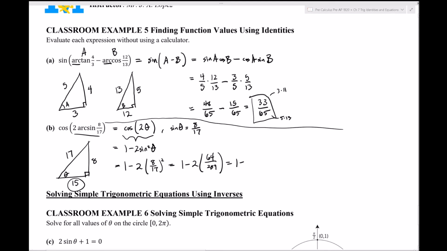1 minus, well, 2 times 64 is 128. And then over 289. Then I got to subtract. So 1 is the same thing as 289 over 289 minus 128 over 289. Do I have to carry over anything at all? Let's see. 161 over 289. And I think that's it for this particular problem.